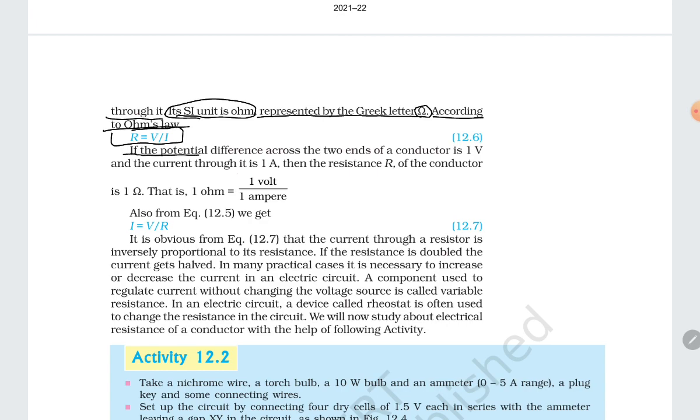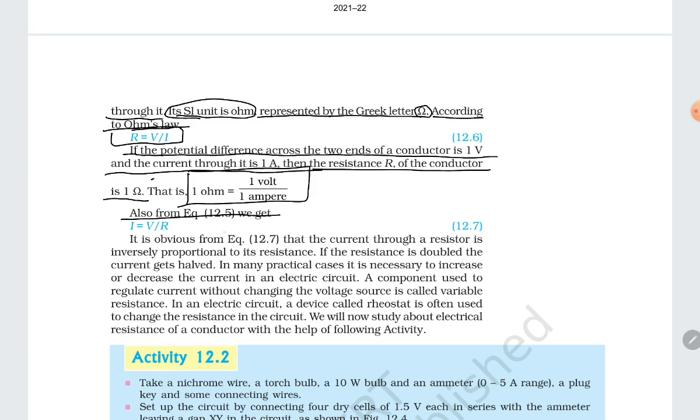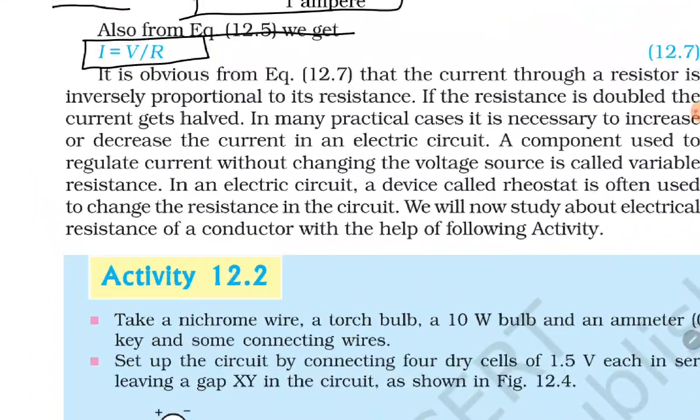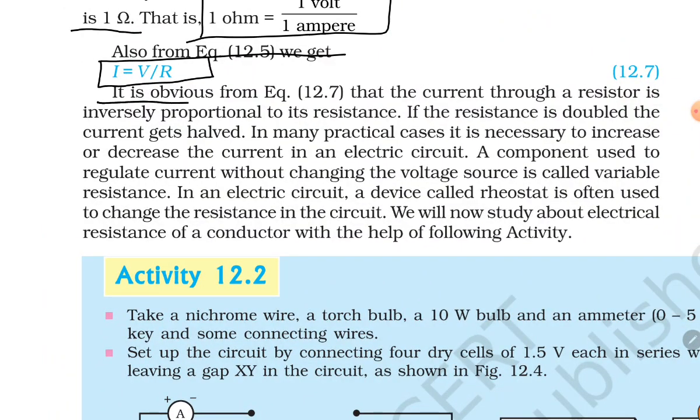If the potential difference across the two ends of a conductor is 1 volt and the current through it is 1 ampere, then the resistance R of the conductor is 1 ohm, that is, 1 ohm is equal to 1 volt upon 1 ampere. Also from equation 12.5 we get I is equal to V by R. Now you see what they are saying.